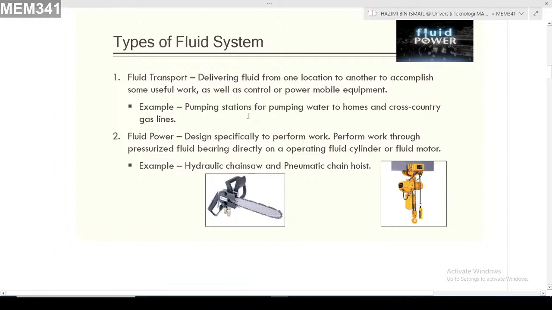For example, the cross-country gas line you can find from the North states, Kedah, Perlis, and all the way to the South states, to Johor, and from Terengganu to Johor, because we have the Kertih refinery in Terengganu, and in Johor we are now developing the Pengerang refinery, and from there they distribute the gas through the gas line up to the North states.